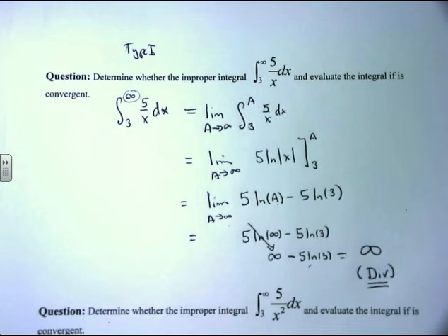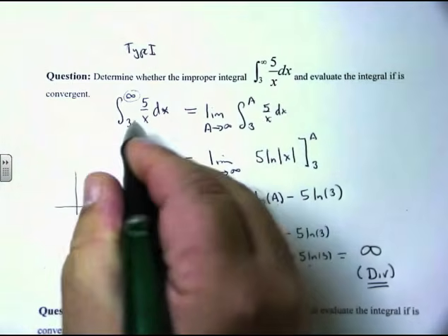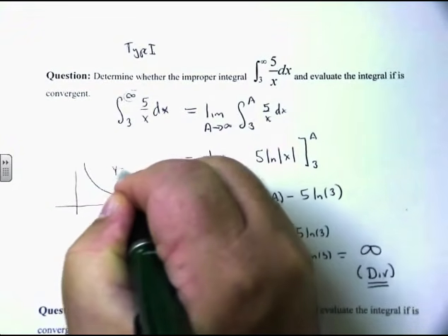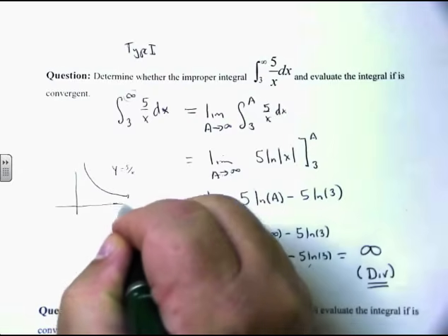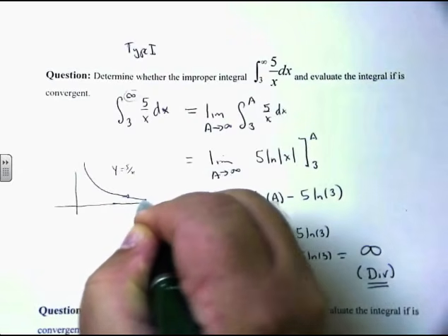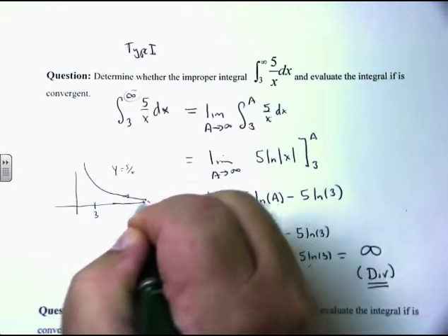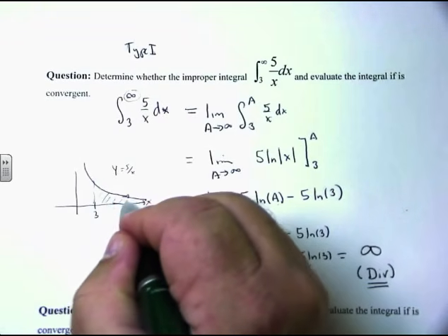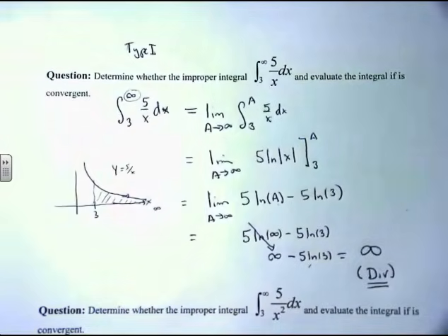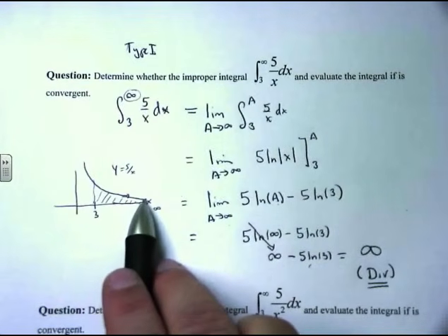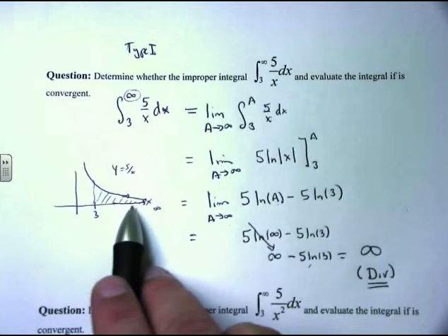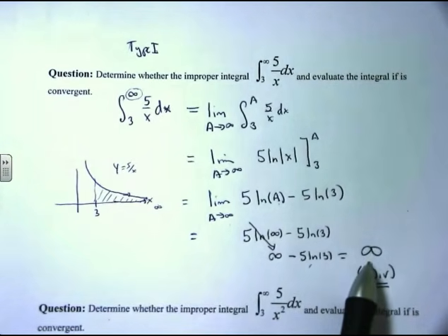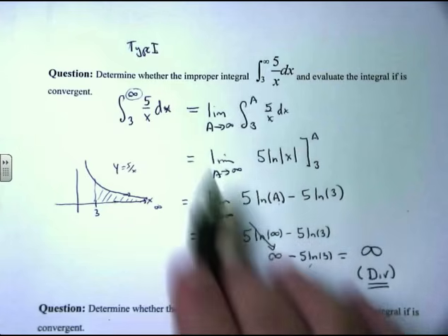In other words, if you actually graph this thing, the graph of 5 over x looks something like this. Y equals 5 over x. And you're starting at 3 and you're going towards infinity here. In terms of trying to calculate the amount of area under the curve, since this thing keeps on going and you keep adding on just that little bit more area, you never actually converge to a particular number. The area just keeps getting bigger, bigger, and bigger. This is the idea that's going on.